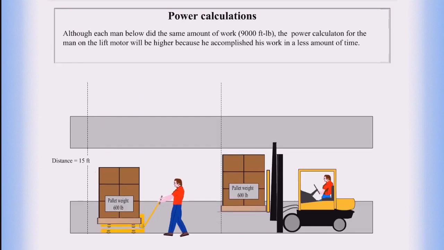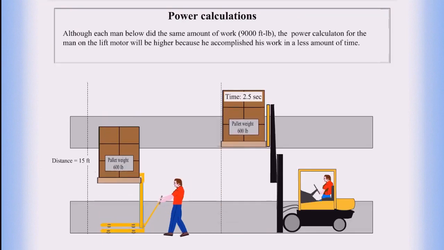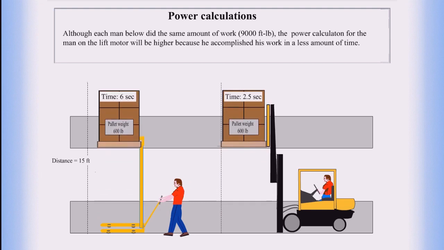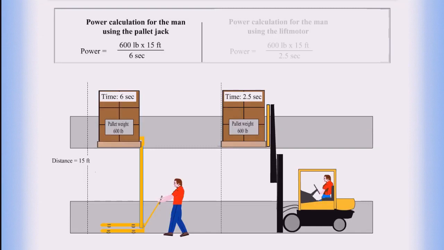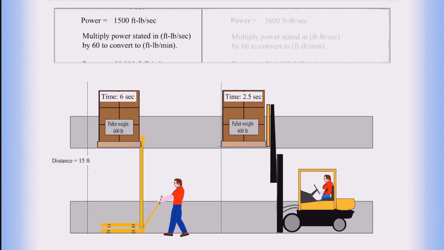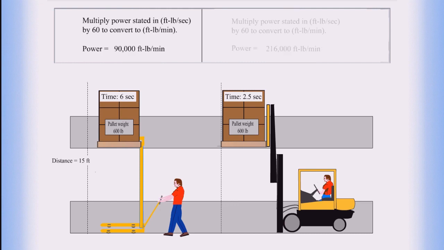Power calculations. Although each man below did the same amount of work, the power calculation for the man on the lift motor will be higher because he accomplished his work in a less amount of time. The power calculation for the man using the pallet jack is power equals 600 pounds times 15 feet divided by 6 seconds. So power equals 1,500 foot-pounds per second. Multiply power stated in foot-pounds per second by 60 to convert to foot-pounds per minute. So here power equals 90,000 foot-pounds per minute.